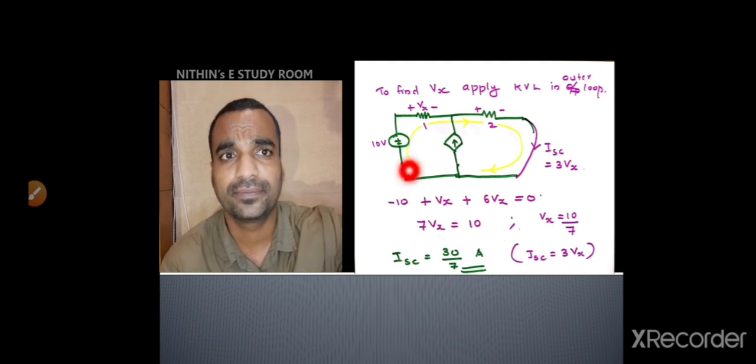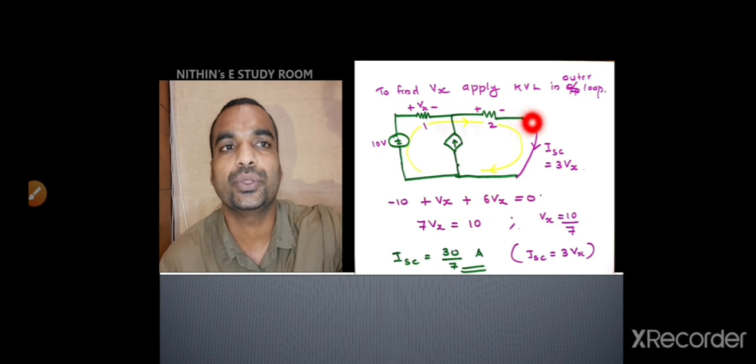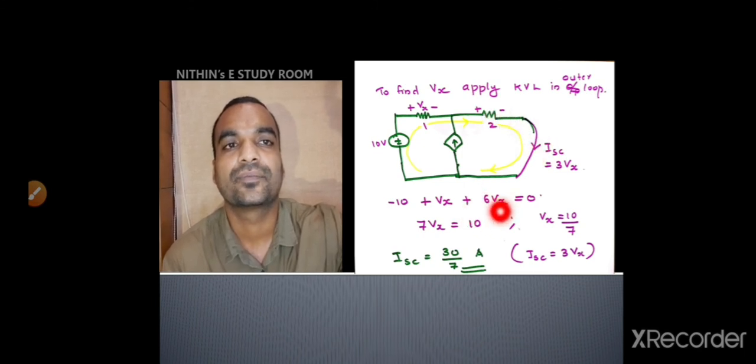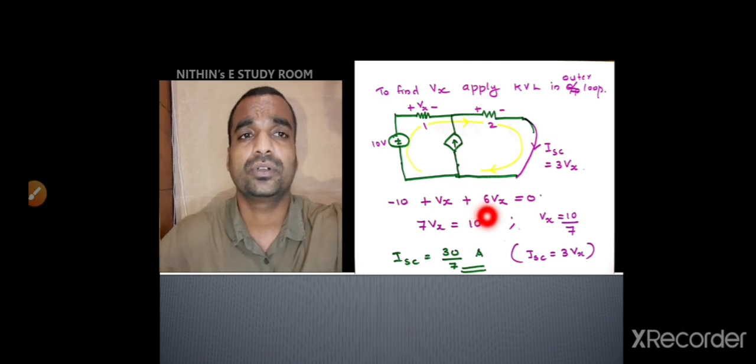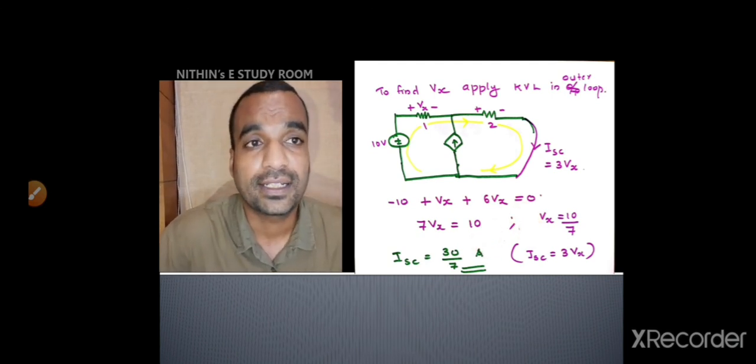So minus 10 here, plus Vx here. I don't know the voltage, but I know the current and resistance value, so I am multiplying 2 into Isc. Minus 10 plus Vx plus 2 into Isc is equal to 0. And Isc is 3Vx, so 2 into Isc becomes 6Vx. You have to write one more step here in the note. So now it is minus 10 plus Vx plus 6Vx is equal to 0. So 7Vx is equal to 10, and Vx is equal to 10 by 7.